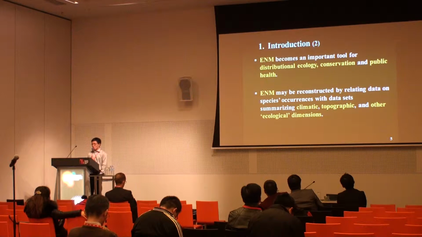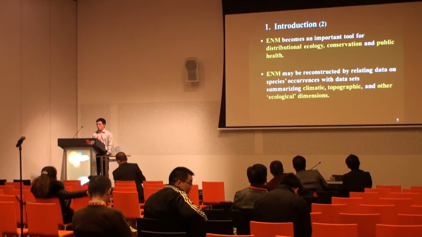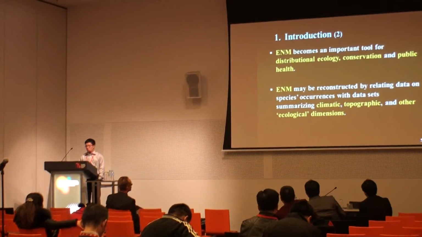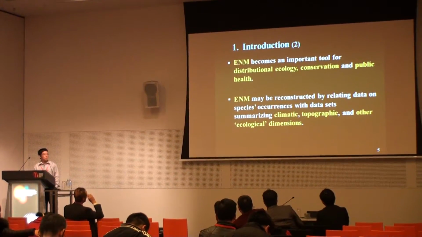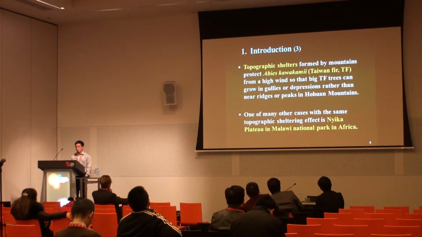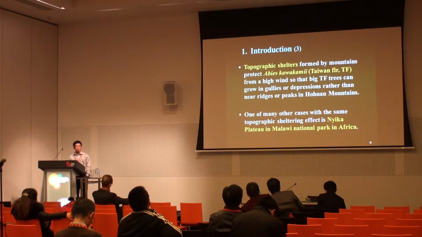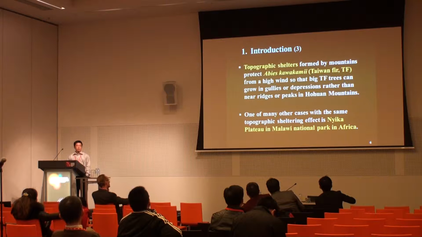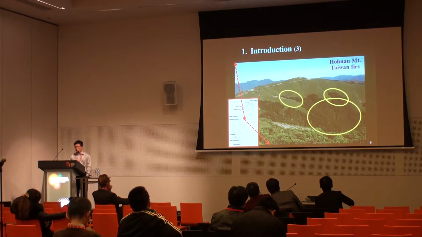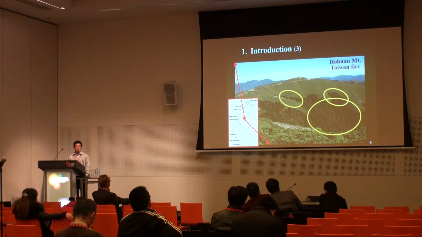So ENM may be reconstructed by relating data on species occurrence with data set summaries, climatic, topographic, and other ecological dimensions. We read some previous studies and find out topographic shelters formed by mountains protect Taiwan fir from high wind so that it can grow well in the valley or depressions, but there are no Taiwan fir on the ridge or the peak. We can see this picture. Taiwan fir in the yellow circle grows well in the valley and depression, but in the black circle, we can see there's no Taiwan fir on the ridge and peak.